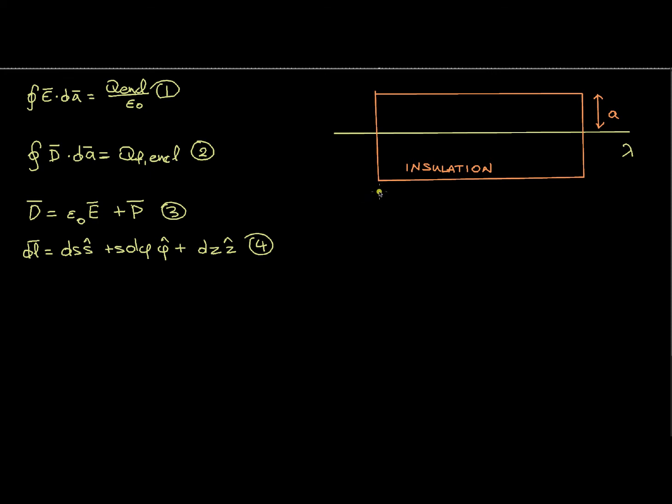This will be an example on how to find electric displacement D. I have written some theory that I will need. I have Gauss's law: the closed surface integral of E dot dA is equal to the total charge enclosed over epsilon naught.